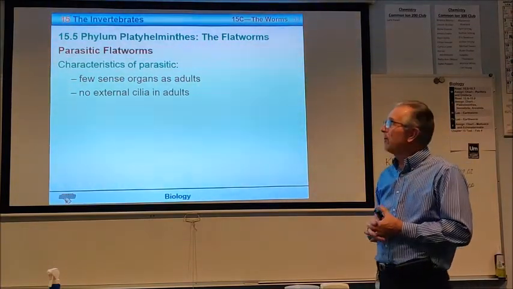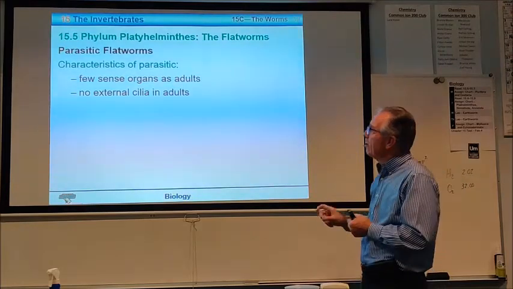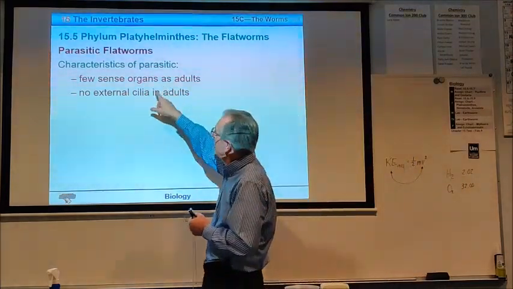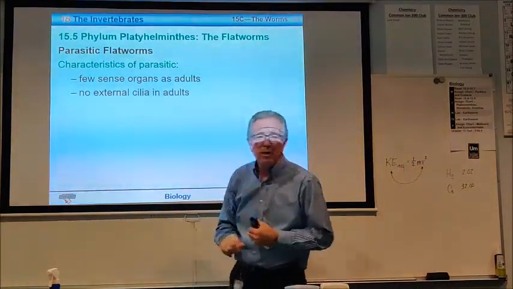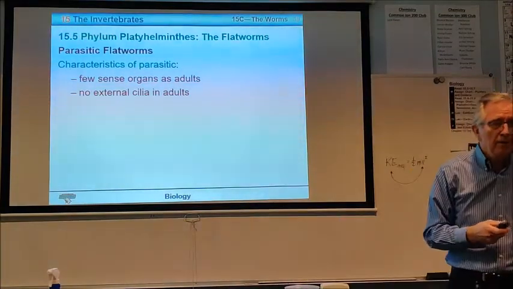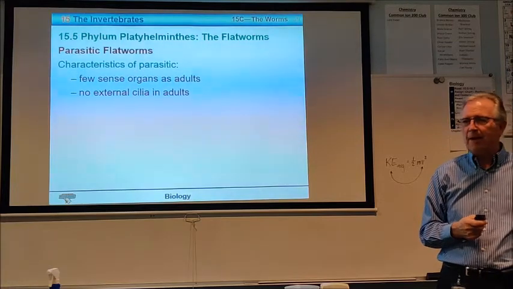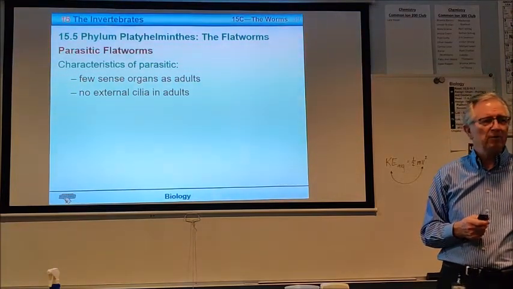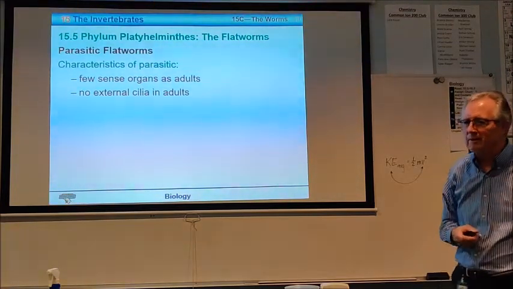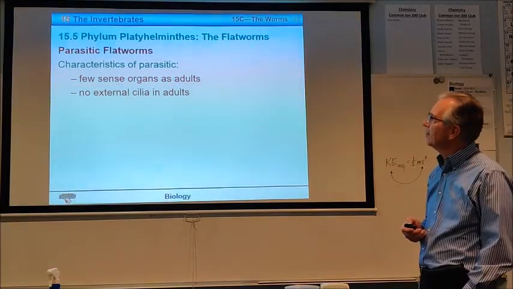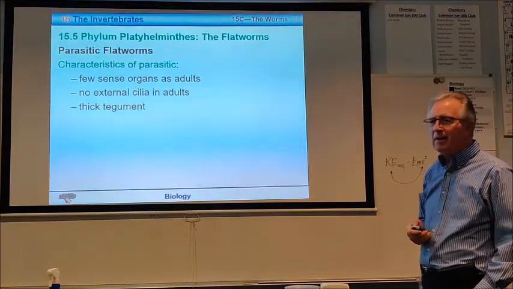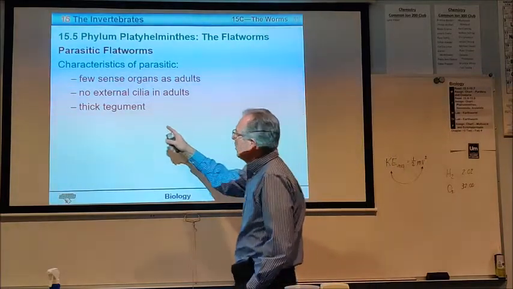They're not moving around. So in the movement part, you could say for the parasitic flatworms, they have no external cilia. They're not going anywhere. Everything's coming to them. The animal that they're living inside of is going to bring all the food to them. Perfect life, isn't it? And then they often have a thick tegument.